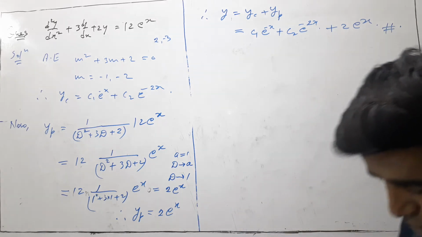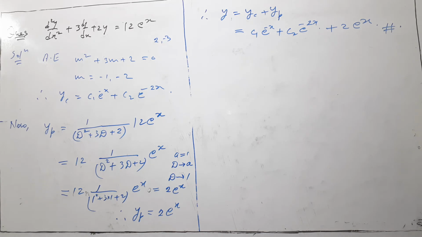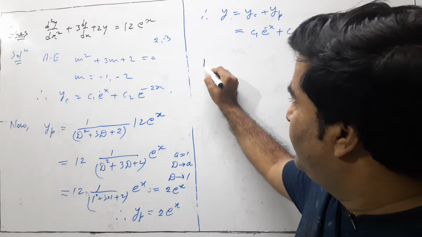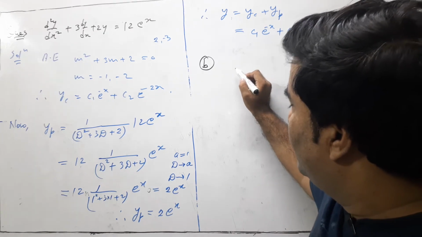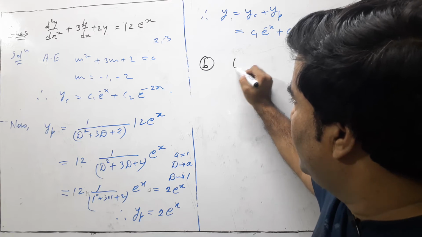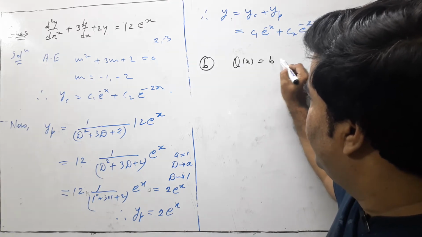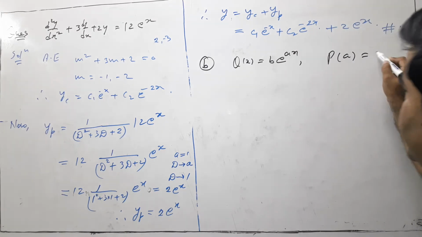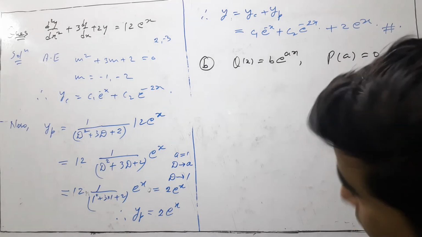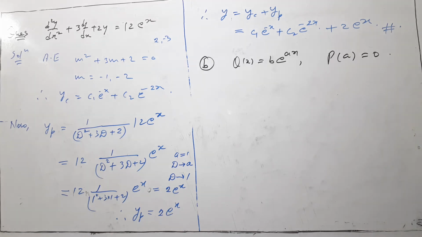And now we discuss case two, when Q(x) is V into e^(ax), and here P(a) is 0. So let's discuss this case.